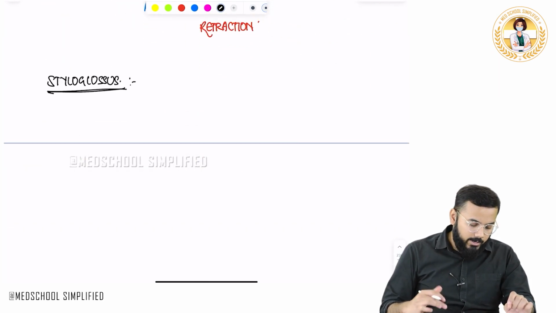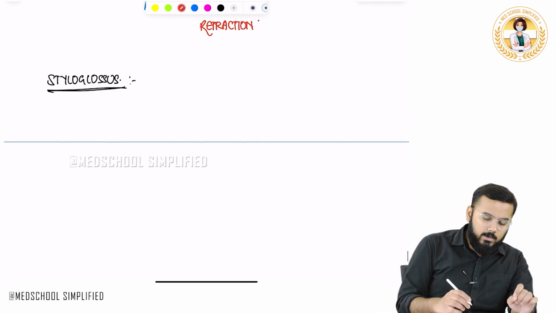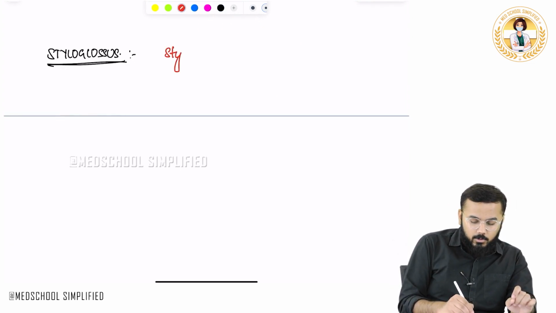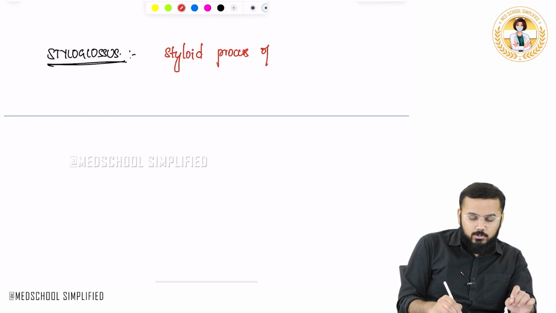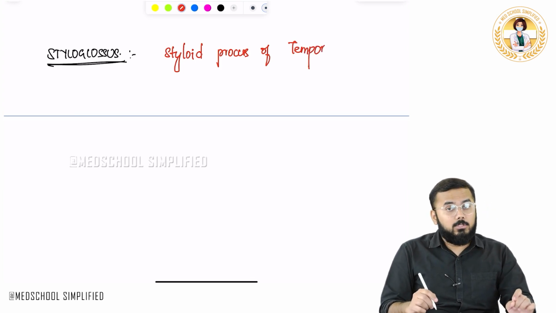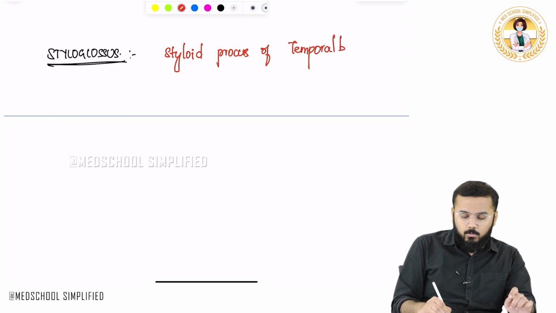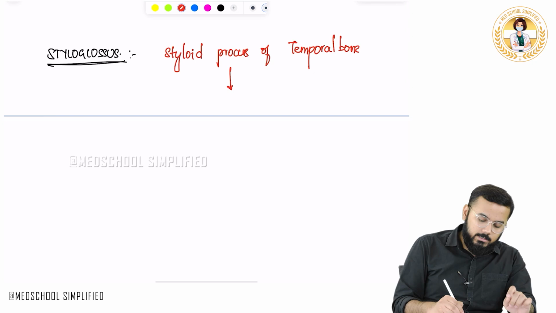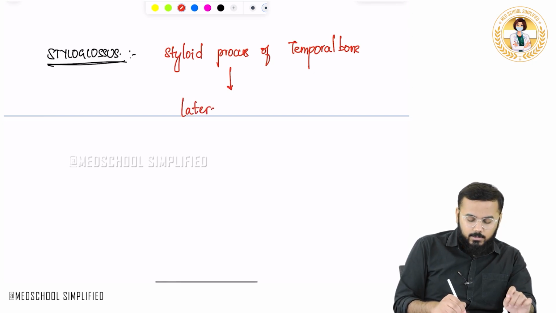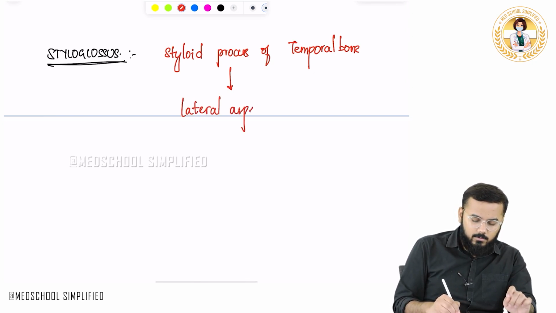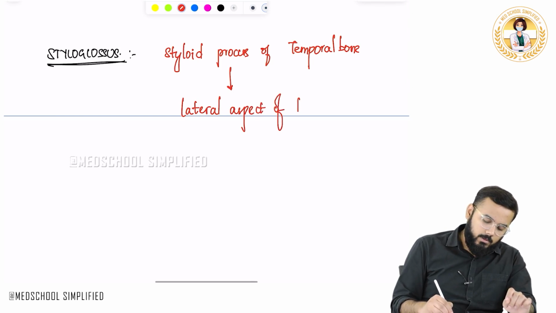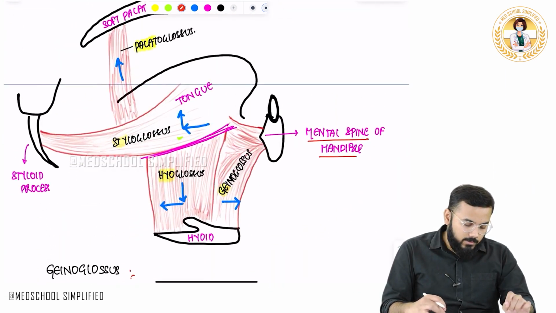Okay. So, wait, what is styloglossus? Styloglossus started all the way from the styloid process. Styloid process of what? Of temporal bone. That is not the mastoid process, what you are thinking. Mastoid process is present for your mastoid bone. So, this is temporal bone. All the way it is inserted to what? Lateral aspect of the tongue. Lateral aspect of your tongue.